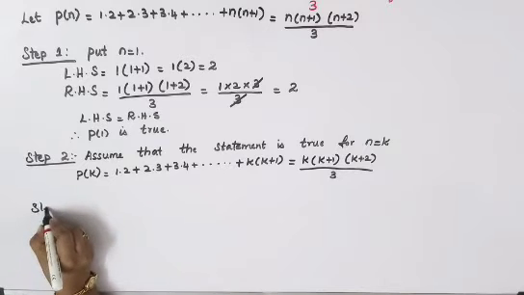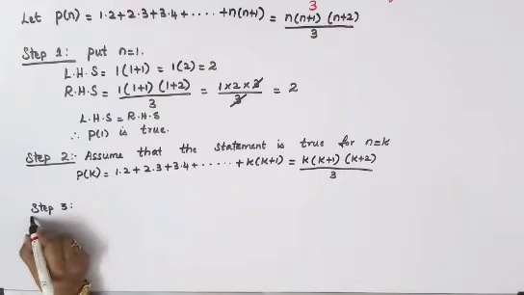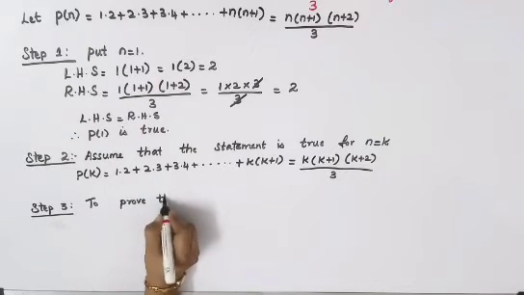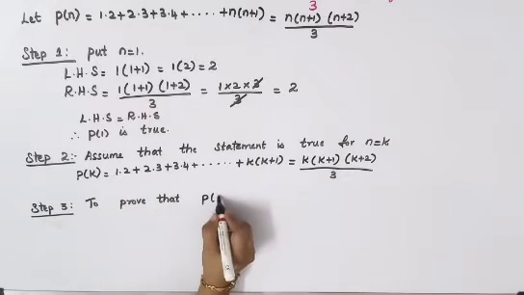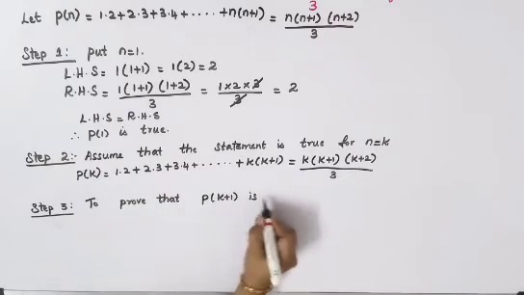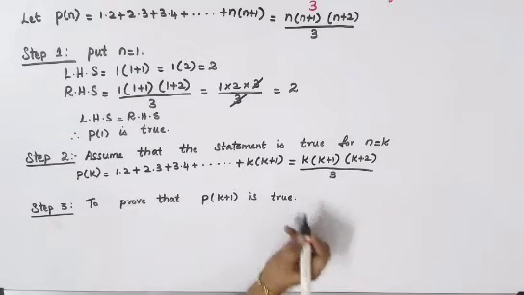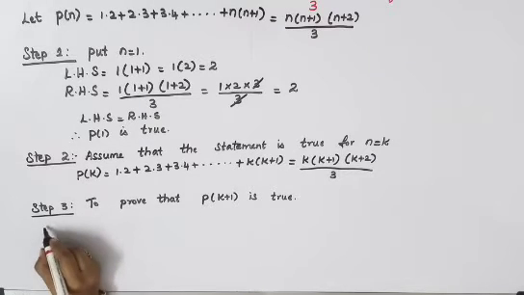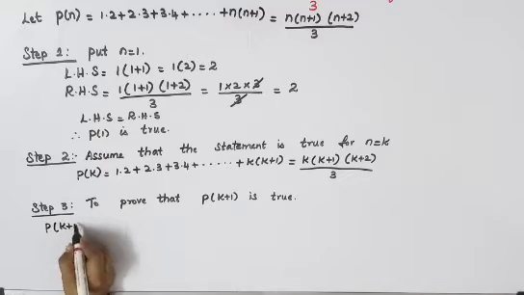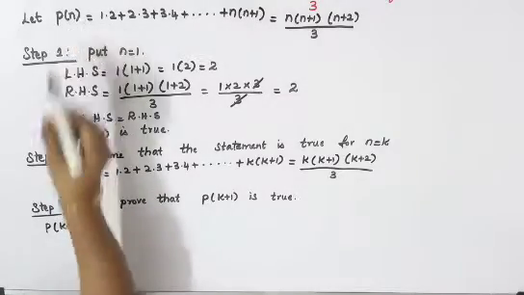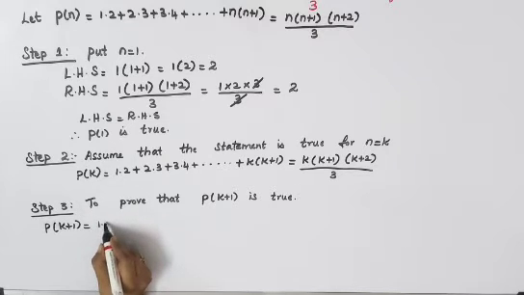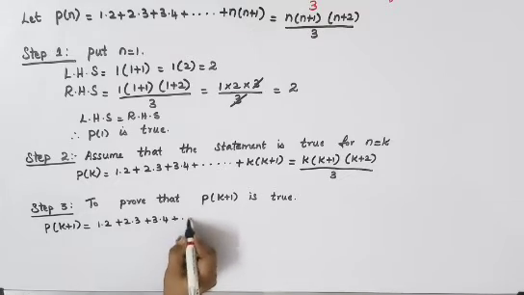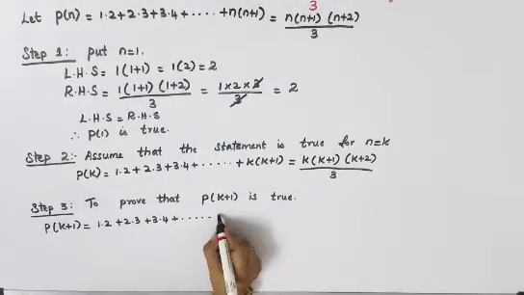So your step 3 is to prove that P of k plus 1 is true. So this we will have to prove. Towards your left hand side should be equal to right hand side. P of k plus 1 is equal to, wherever n is there, now put k plus 1. So it is equal to 1 into 2 plus 2 into 3 plus 3 into 4 plus etc. Now n means you will have to replace k. So k plus 1.